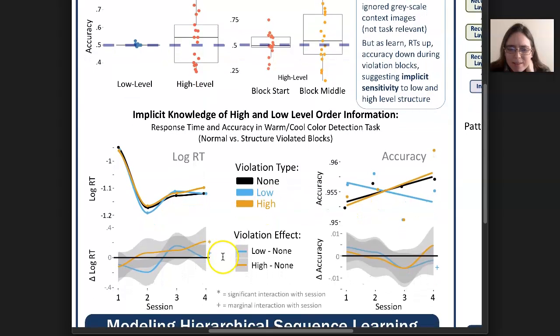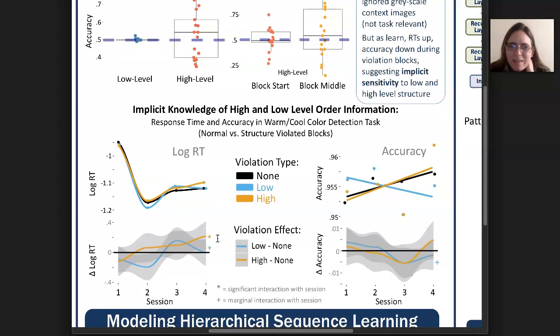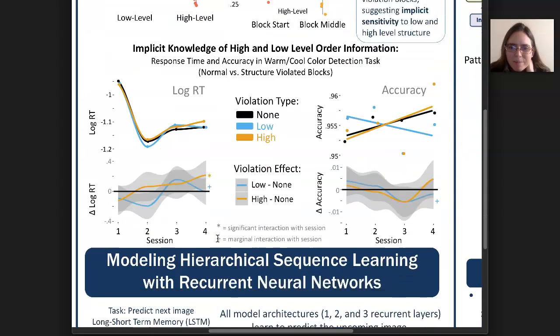Granted, the low level order results are marginal, but in 4 other experiments I ran, it's pretty clear people are able to learn triplets if you push them. So I'm not too worried about that. I'm more excited about the fact that we got it to work for the high level order, because that is pretty tricky to get people to learn.